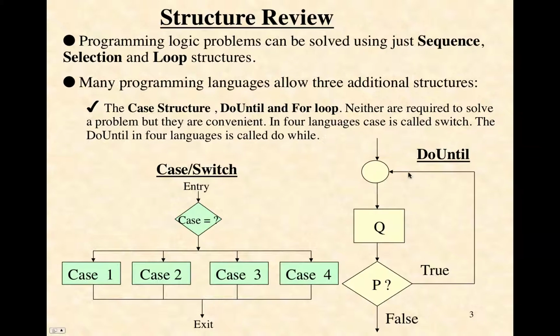But this is the structure for a do until loop. I'm sorry, this Q is the task. We do some task Q, we test the condition P. If condition P is true, we do the task again, and we test the condition P again. Of course, the task may include changing the condition P. And if condition P is false, then we exit.